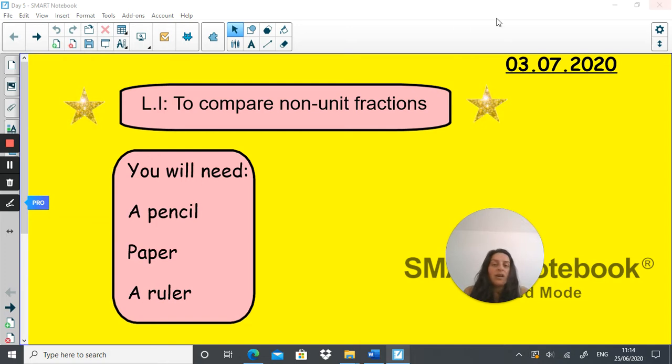So just before we start, looking at the definition of non-unit fractions, you'll remember that we looked at this in quite some detail at the beginning of the year. Now, non-unit fractions are fractions where the numerator, the number at the top, is greater than 1. That's what we refer to as non-unit fractions. Okay, let's make a start.